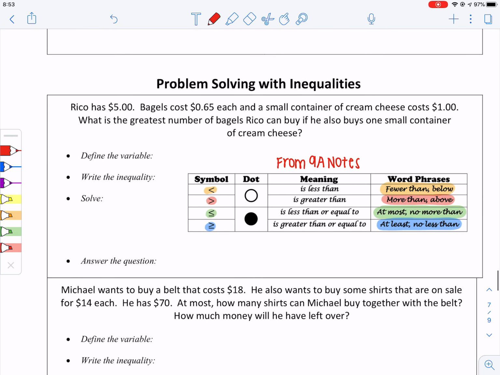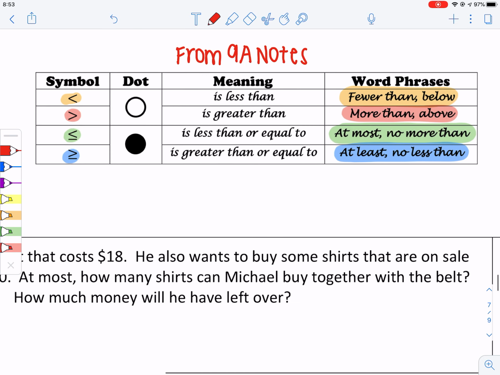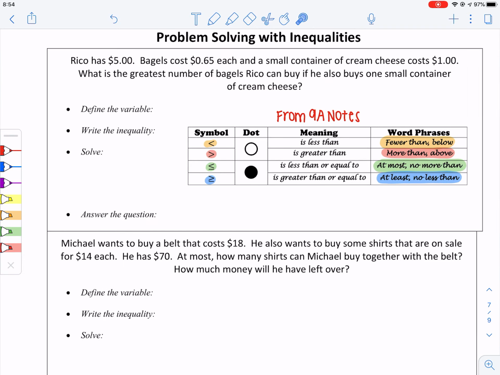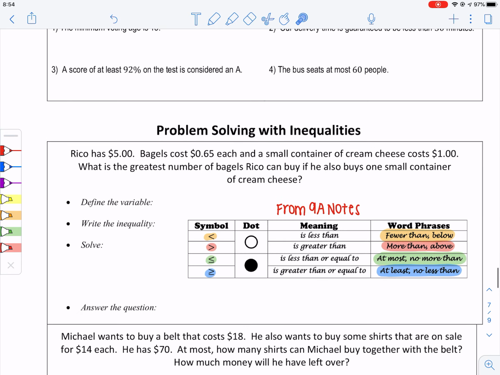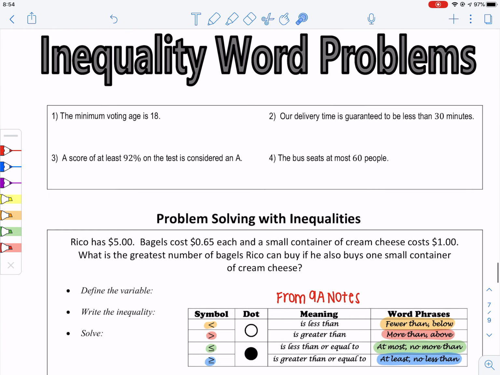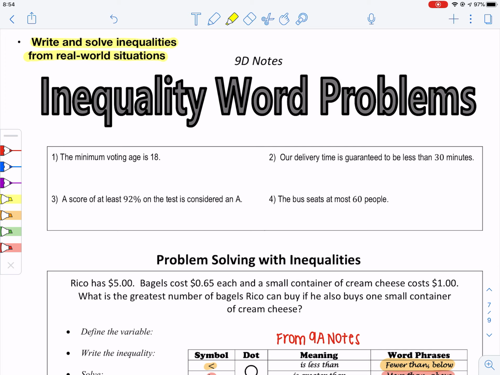On this first problem, I took a picture of this chart from our 9A notes, and I just added it here so we could use some of these word phrases to help us out with our inequalities. Keep in mind for a test you won't get this chart, so we'll talk about different strategies that we can use to figure out what our inequality is going to be, but I have it here just to reference back to as we answer these questions. So let me remind you, when we did our 9A notes, we did a few of these problems together, but let's take a look at these first four questions.